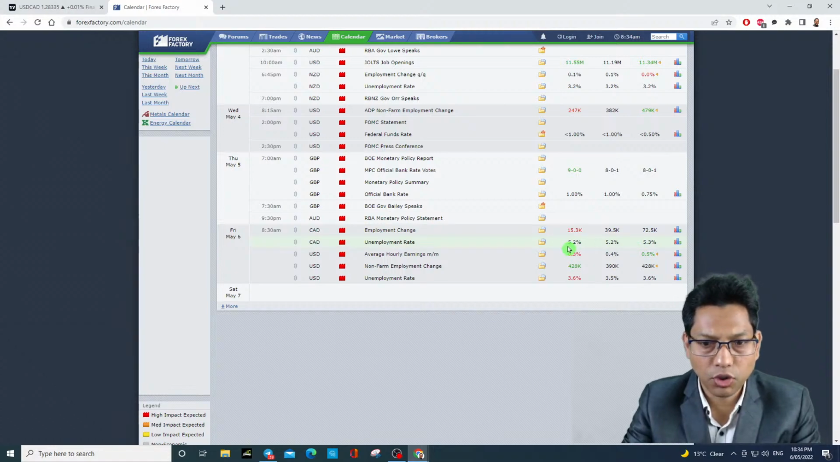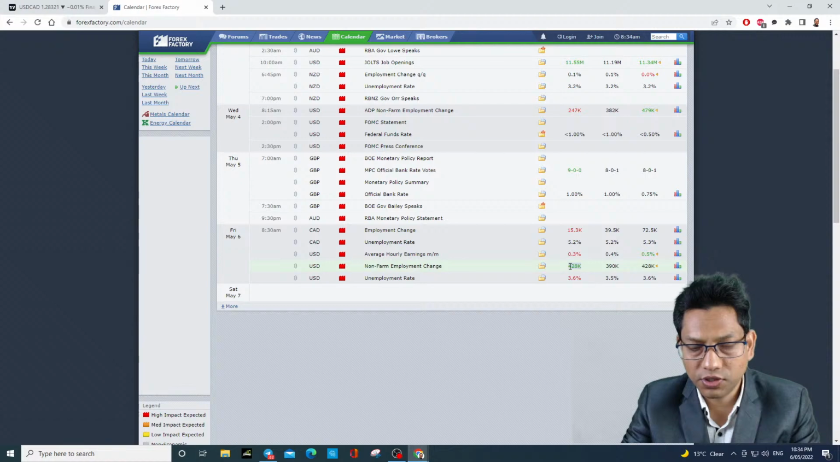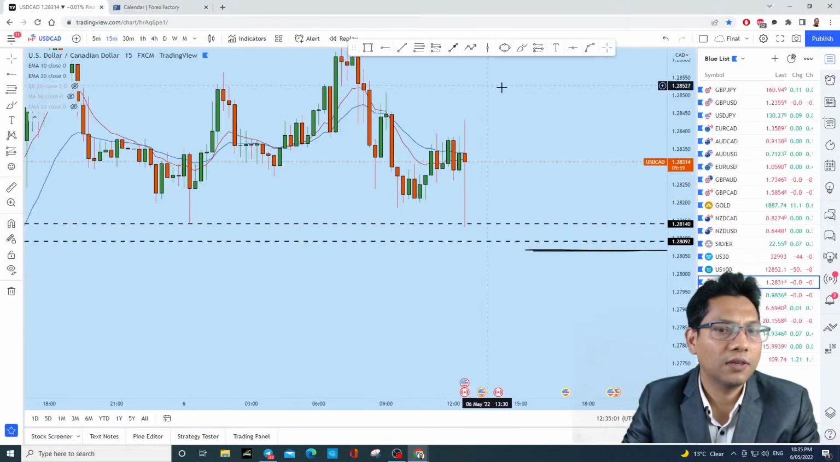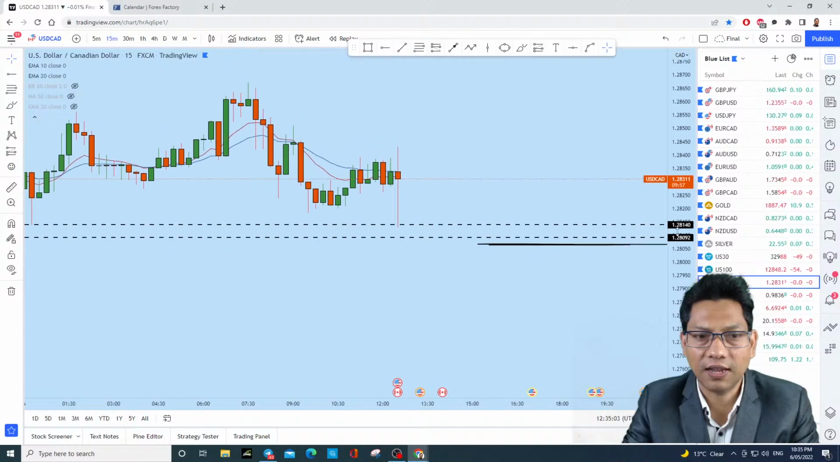Unemployment rate 5.2% expected, and really the same. Average hourly earnings 0.3 less. So ADP non-farm employment change 420k. It's good, more jobs in this time frame, and unemployment rate 3.6%, a little more. So let's see how it is impacting the pairs.